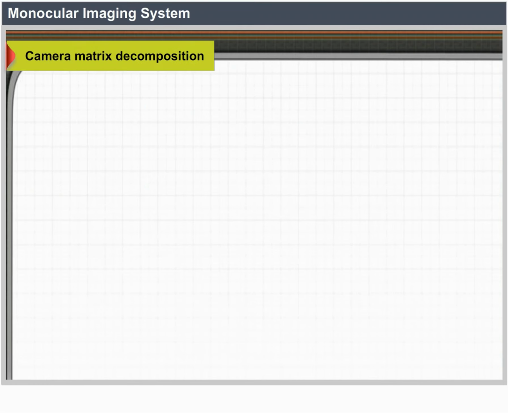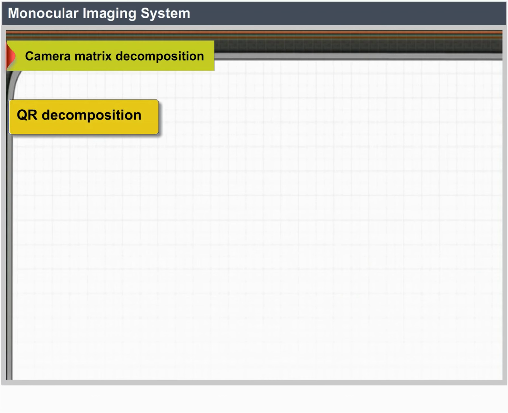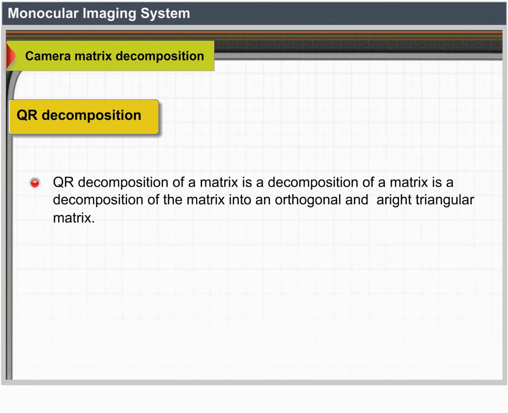Camera matrix decomposition. Finding the camera orientation and internal parameters. QR decomposition. QR decomposition of a matrix is a decomposition of the matrix into an orthogonal and a right triangular matrix. Please refer to the equation on screen.